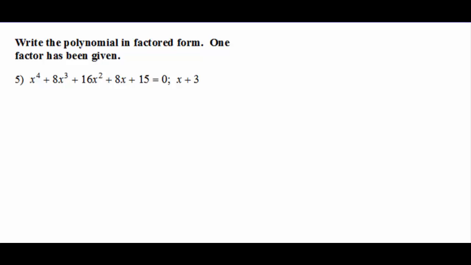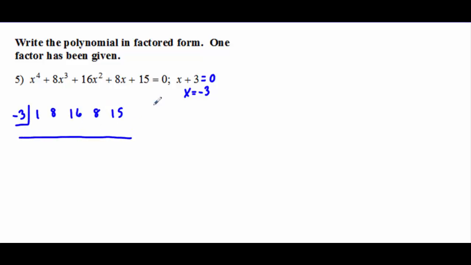Write the polynomial in factored form. One factor has been given. So there's just a lot of synthetic division on this review. And so if they tell me that x plus 3 is a factor, then what I'm going to do is synthetic division by saying this is x equals negative 3. So that's what goes over here in my box. I put 1, 8, 16, 8, and 15, and then go for it.